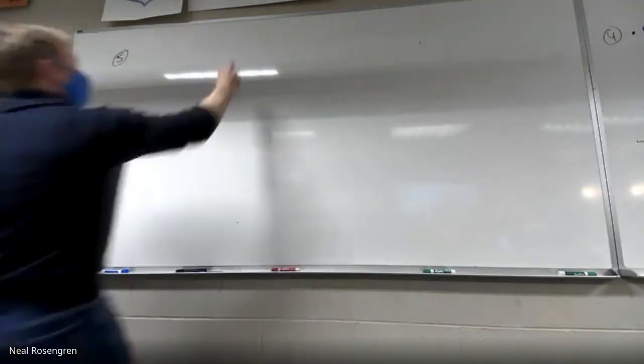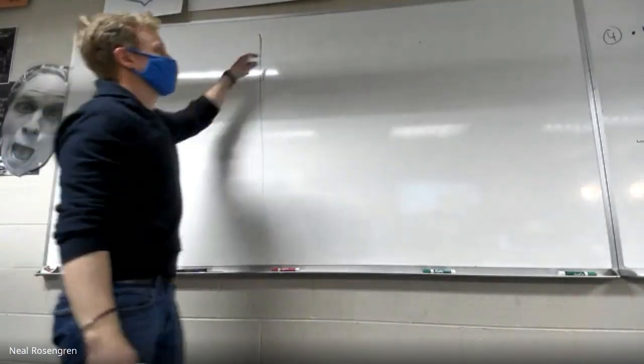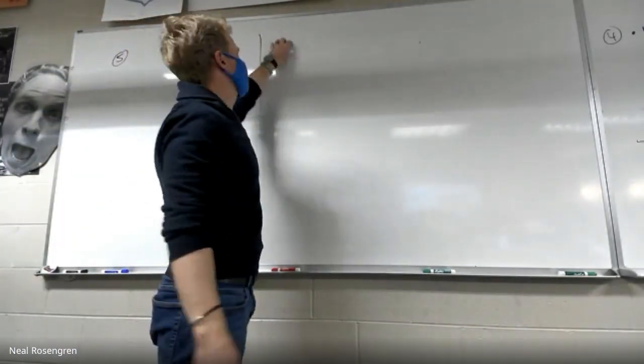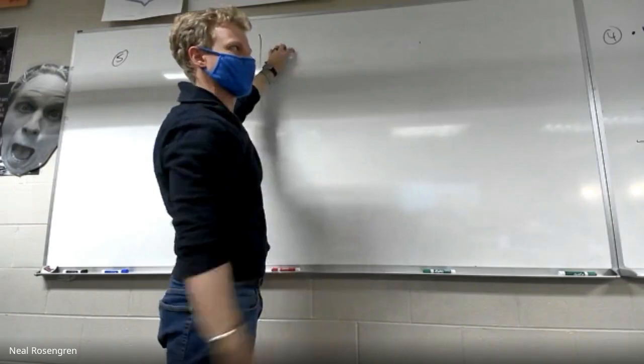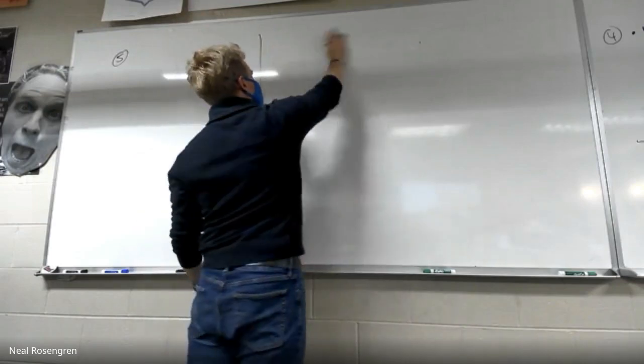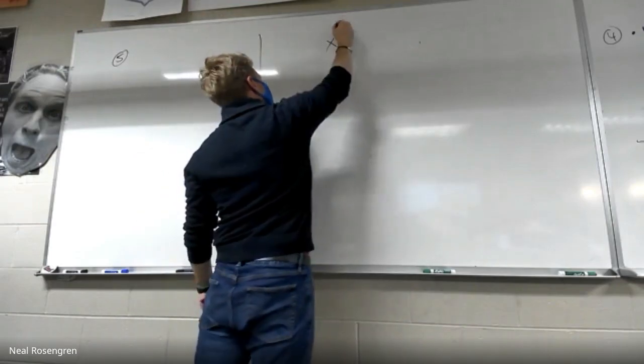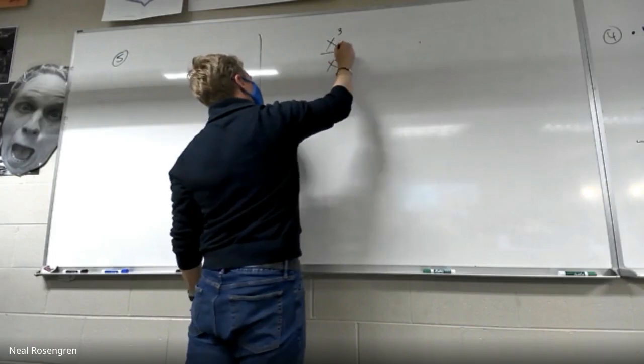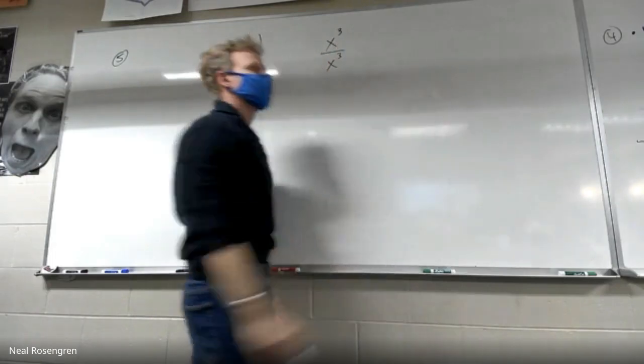Again, same setup. And with this one, I'm going to leave some space here too. Just enough space to put one thing to the left, just like I did with the x to the negative second. So I'll leave a little space. X to the third over x to the third.